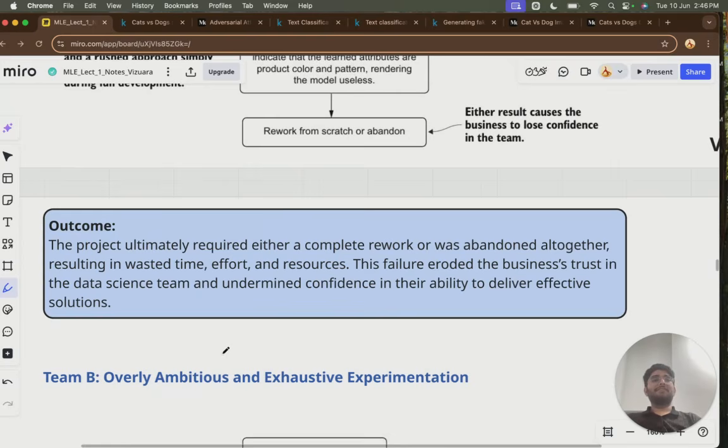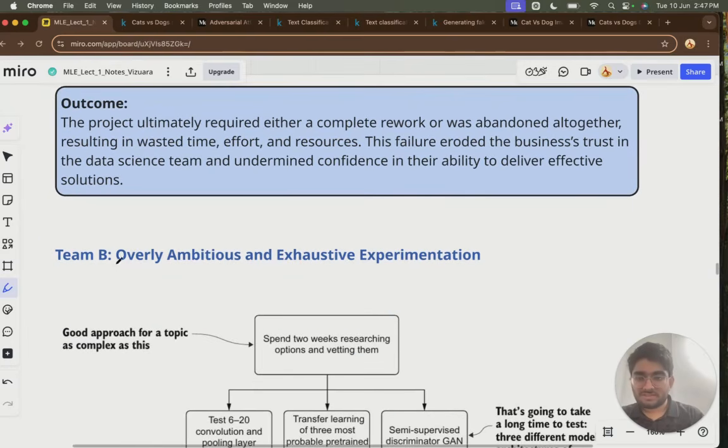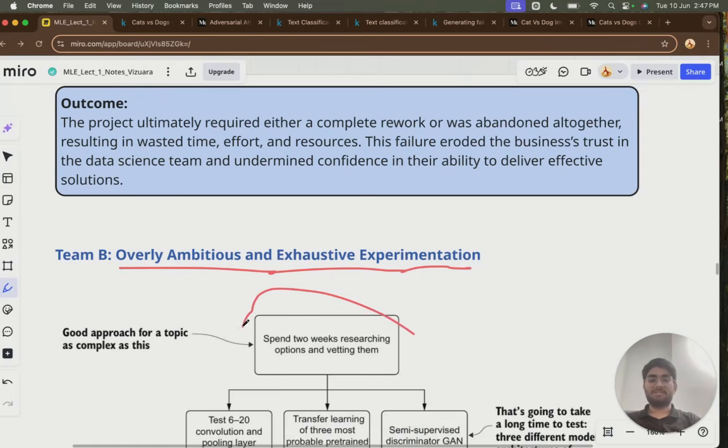But let's see if we try to do it in a proper manner and in a very exhaustive way. Does it lead to good experimentation? Let's see that as well. Team B is overly ambitious and they have exhaustive experimentation. They think this topic is complex and they spend 2 weeks researching options.